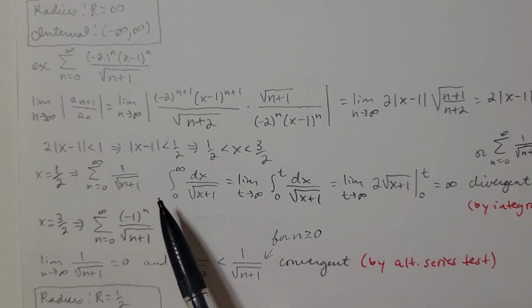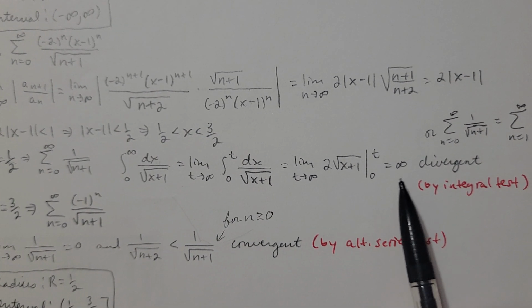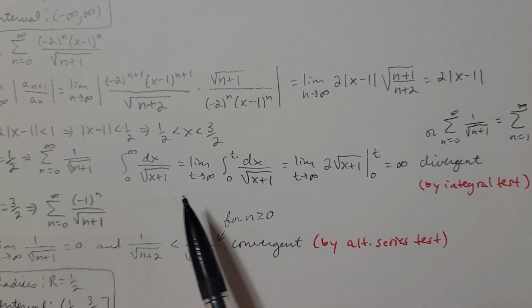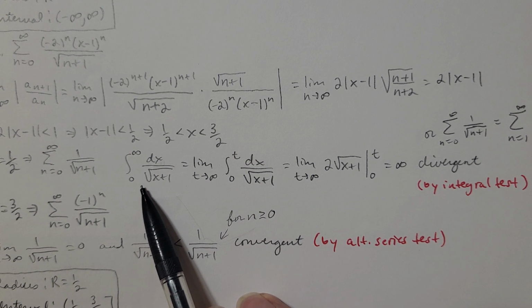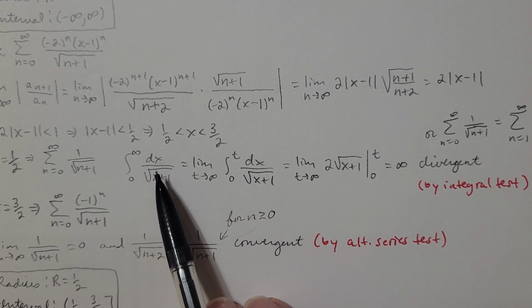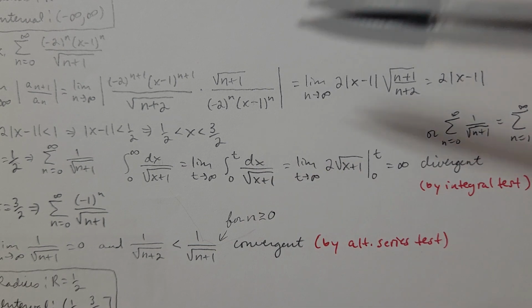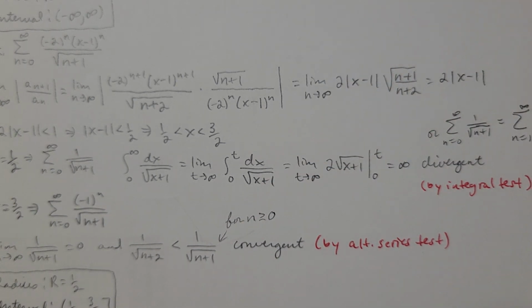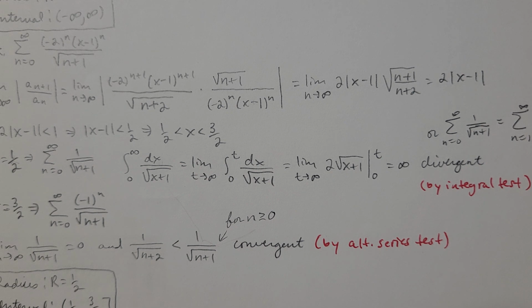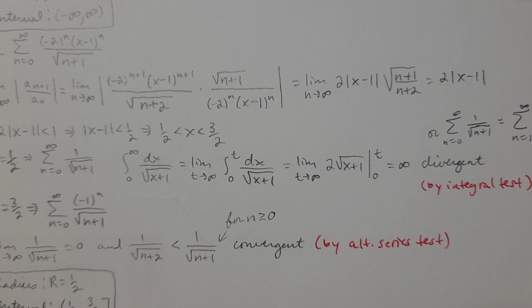There's a couple of different options that you could take here. So I chose to use the integral test. I'll mention another option after we're done looking at this. But let's see, I got the integral going from 0 to infinity of 1 divided by the square root of x plus 1 dx. Okay, well that's the limit as t approaches infinity of the integral going from 0 to t for 1 divided by the square root of x plus 1 dx.